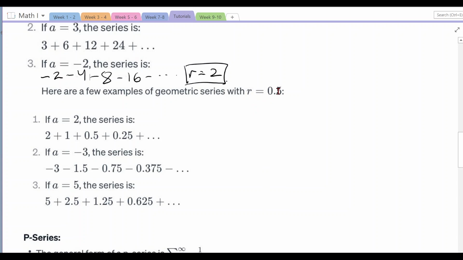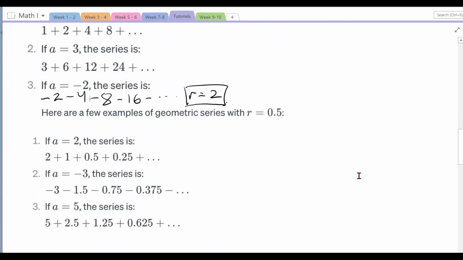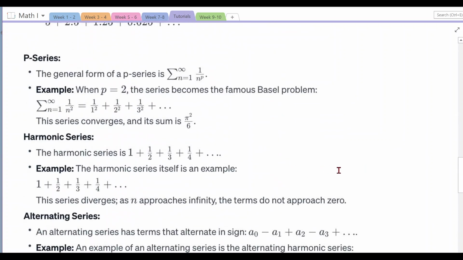However, if r equals half, as you can see here, the terms of the geometric series decrease, which indicates that this series will converge to a certain value as the terms become smaller and smaller. If you start from negative 3, then negative 1.5, negative 0.75, and so on. Starting from 5, then 5, 2.5, plus 1.25, plus 0.625, and so on. So all of these are geometric series with various r values, or ratio values.